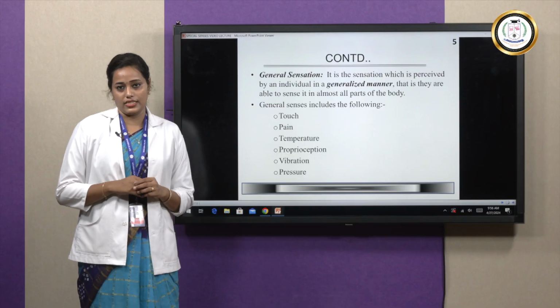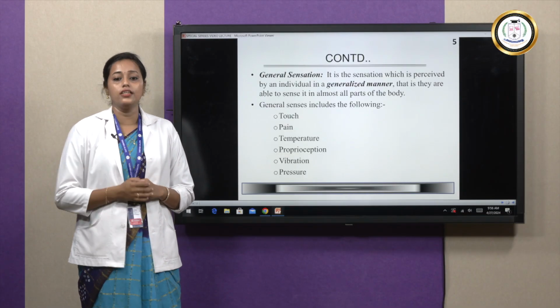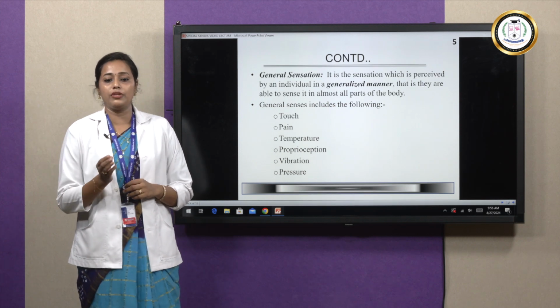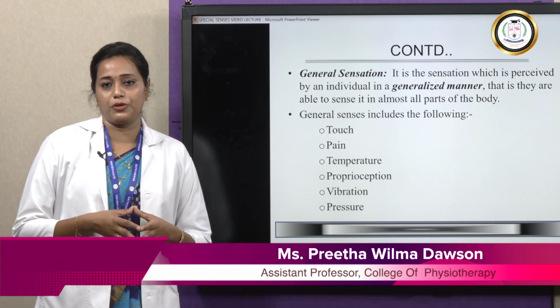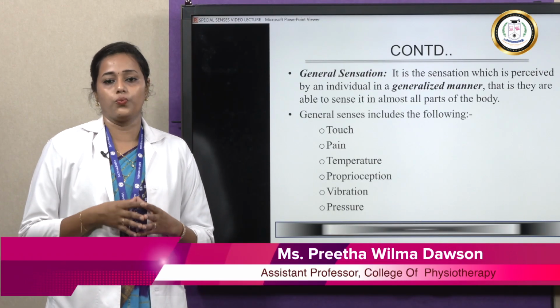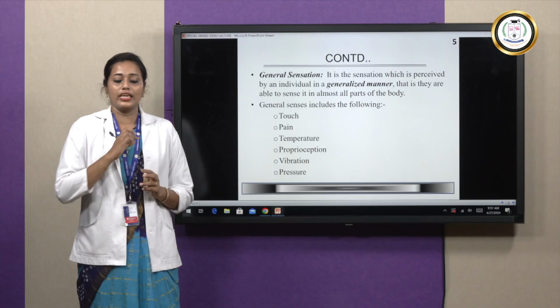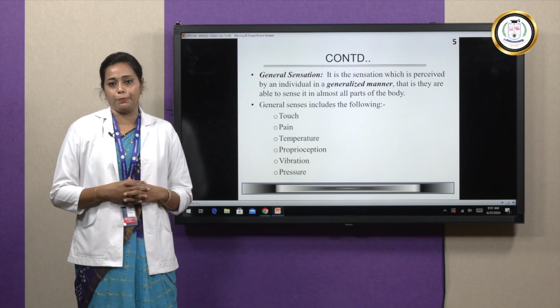If it comes to pain sensation, when I prick you with a needle in your arm or leg, you will be able to feel the pain sensation. The same thing applies to temperature and proprioception also. We know that proprioception is nothing but joint sensation. So these sensations can be felt in almost all parts of the body.